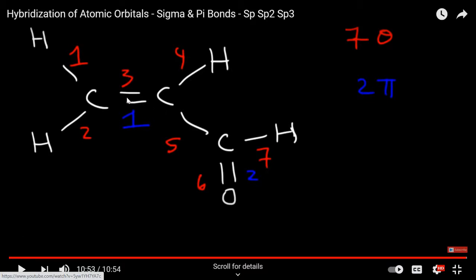What if this had been a triple bond? Right, that would be 2 pi's plus this one over here, so a total of 3. Okay, it's a quick and easy way to look at a compound and just know how many sigma and pi bonds are present.